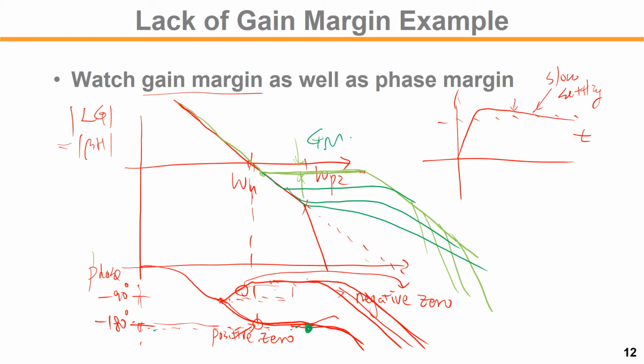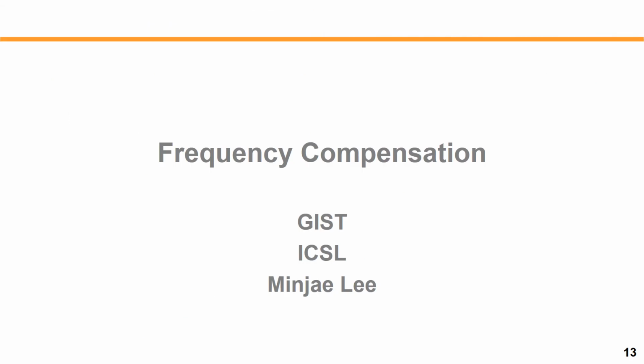So gain margin is observed where the phase is 180 degree shifted, right? For example, like this. In this chapter, we will learn how to do the frequency compensation, so that we can make the loop stable.